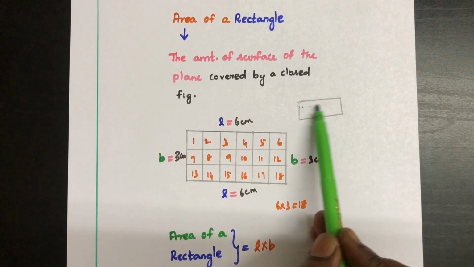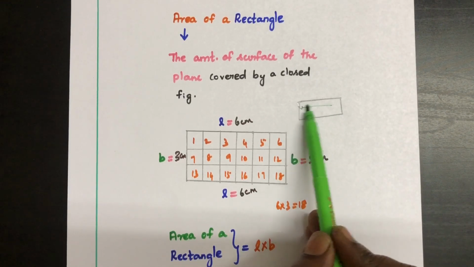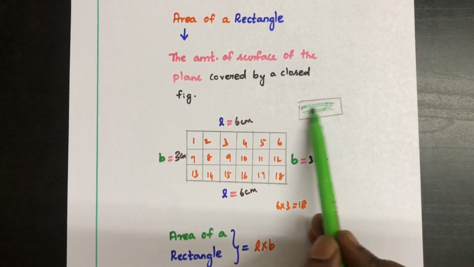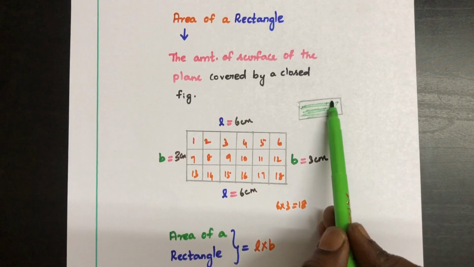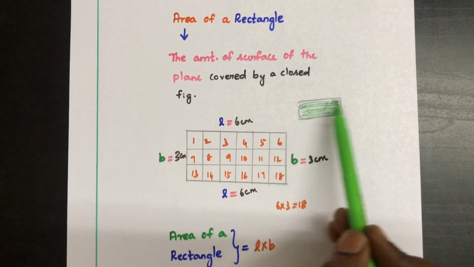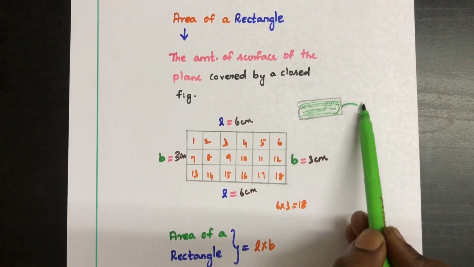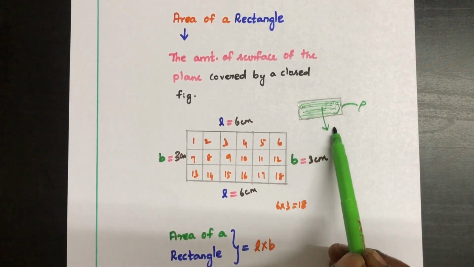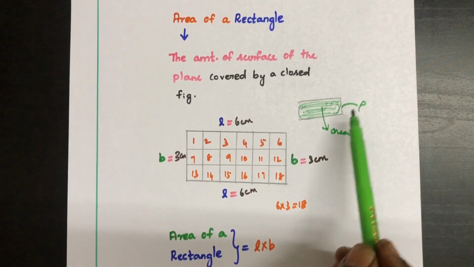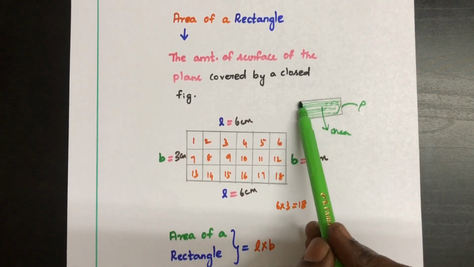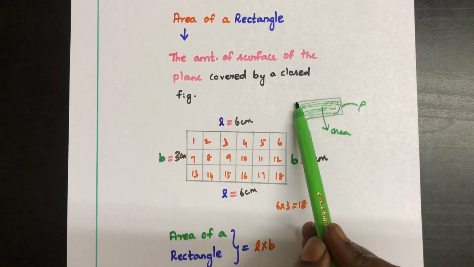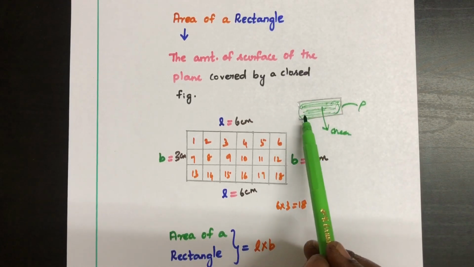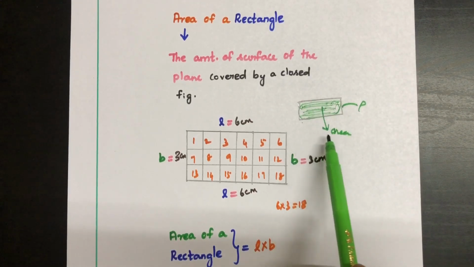Area means the space, the amount of surface of the plane covered by a closed figure. This is called area, full area. This is a closed figure. So this is called perimeter. The inside surface is called area. Just have a clear concept. The outer line, the length of the line, is called perimeter. The inner surface is called area.